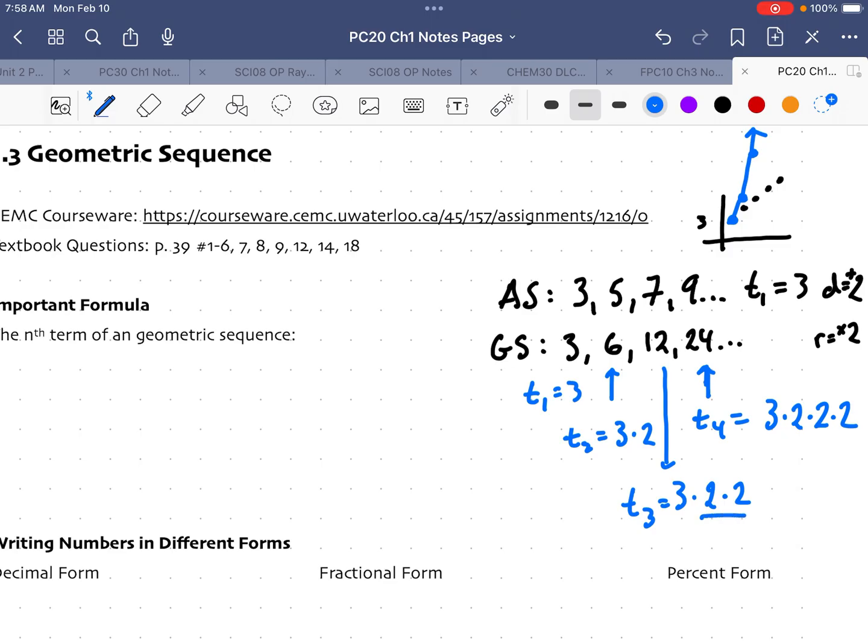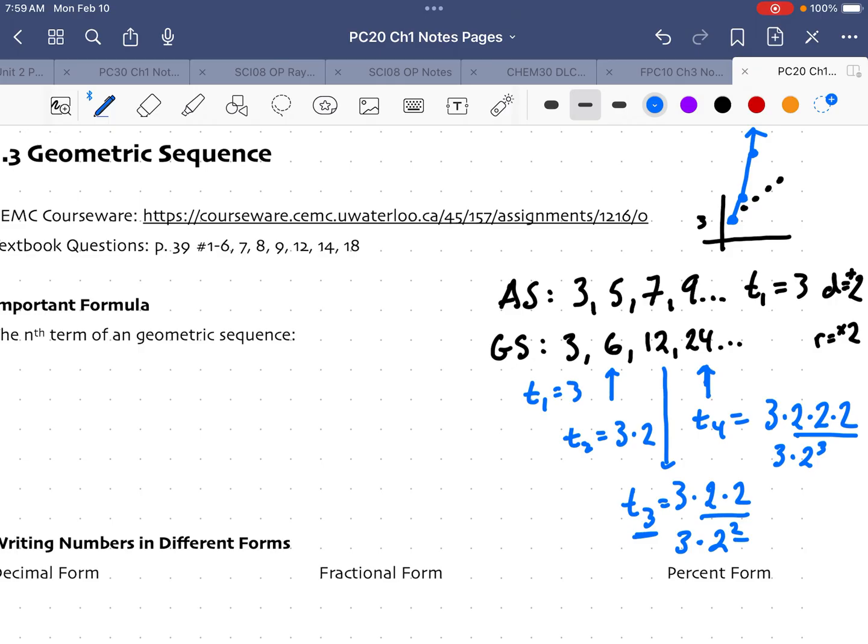So look at how many times you multiply the common ratio into it. Well, for term 3, we do 3 times 2 squared, which is just that number minus 1. For term 4, we do 3 times 2 to the power of 3. For term 100, we would do 3 times 2 to the power of 99.